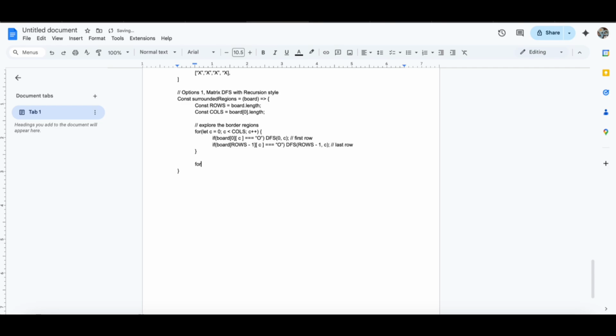Then we continue again to explore the border region, right? This one is rows, then r plus plus.